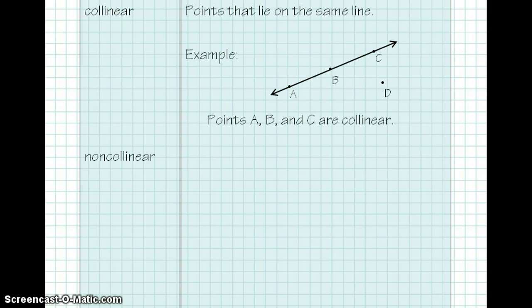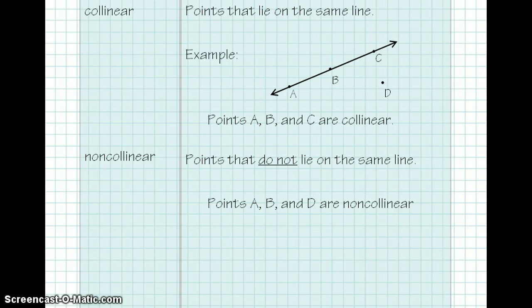Now two words that probably are going to be new to you are collinear and non-collinear. Collinear means points that lie on the same line. For example, if I have a line that has A, B, and C, then A, B, and C are collinear. Non-collinear means points that do not lie on the same line, and in fact I cannot draw a straight line through those points. So in my example above, A, B, and D are non-collinear because I can't take one straight line and go through those three points. Now since I can always draw a line between any two points, almost by definition, two points are always collinear.